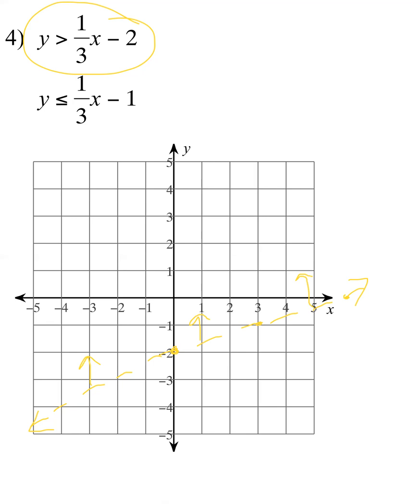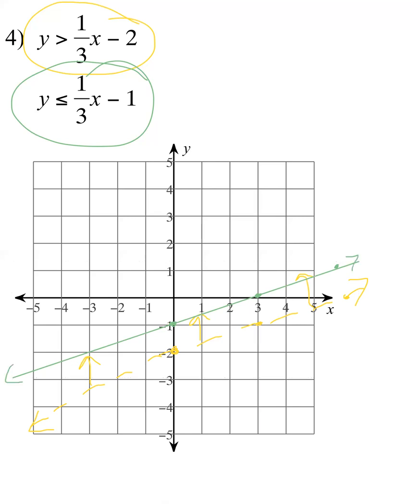Okay, let's do green. Yellow and green, old school colors. Okay, -1. And where are we gonna go? We're gonna go up 1 over 3. Up 1 over 3. Put me one more over here. Okay, and this one's going to be solid.